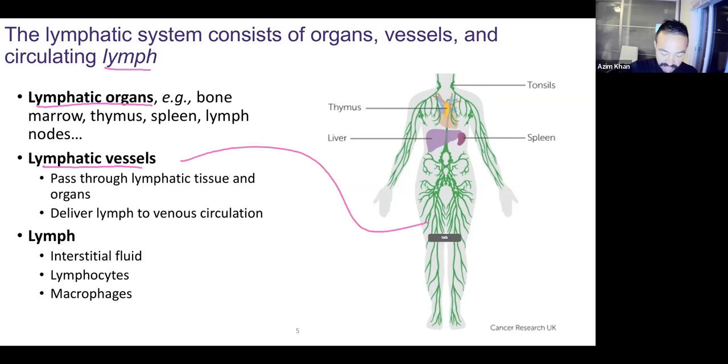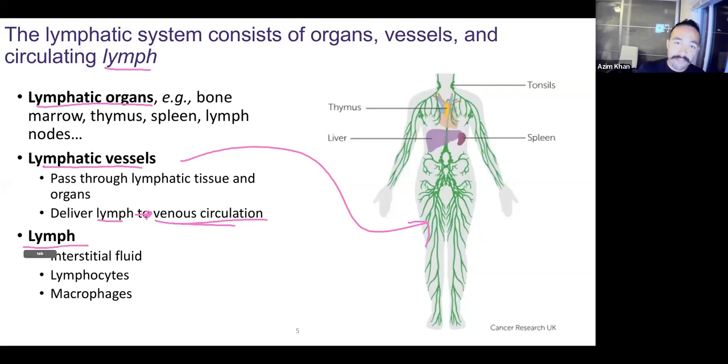Again, lymphatic vessels everywhere throughout your body help drain fluid, help drain lymph back to venous circulation. Lymphatic fluid returns back to the blood vessels, specifically to veins, at a very specific part of our body. It's going to be up here.